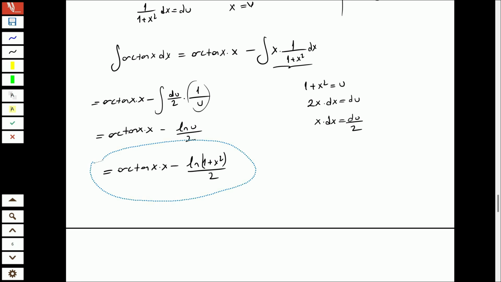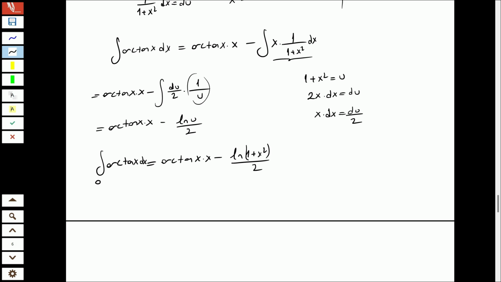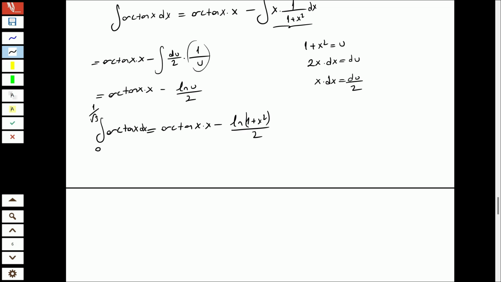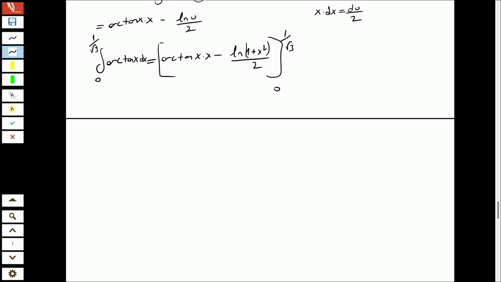So this is the solution of the integral of arctangent x, and we have the limits from 0 to 1 over square root of 3. When you replace x with 1 over square root of 3, you're going to see arctangent of 1 over square root of 3 times 1 over square root of 3, minus ln of (1 plus the square of 1 over square root of 3), which is 1 plus 1 over 3, divided by 2. And when you replace x with 0, we get 0.